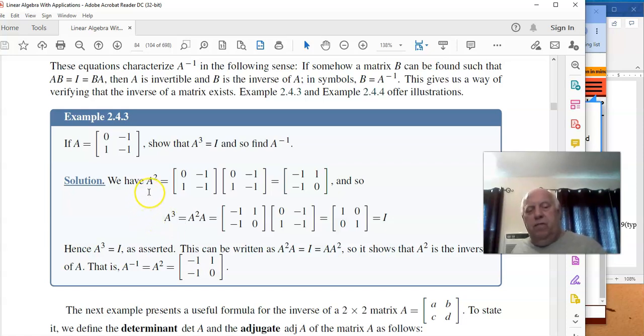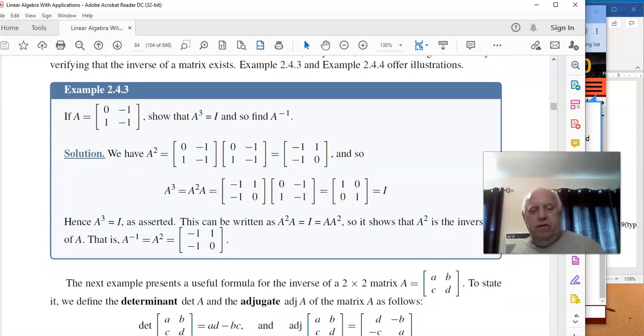If you have a matrix that has some power, it doesn't have to be cubed, it could be any power, such that some power of the matrix is the identity, then you can always find an inverse. So that's a nice thing to happen.